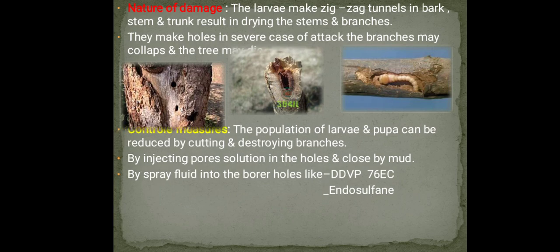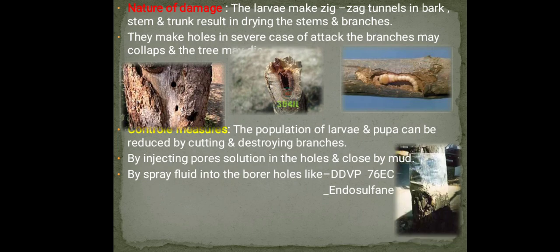Then control measure of this borer: the population of larvae and pupa can be reduced by cutting and destroying branches, by injecting a pore solution in the holes and closing them with mud, by spraying fluid into the borer hole like DDVP, endosulfan, are sprayed on the field.